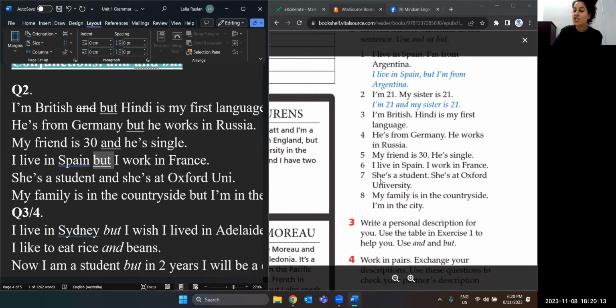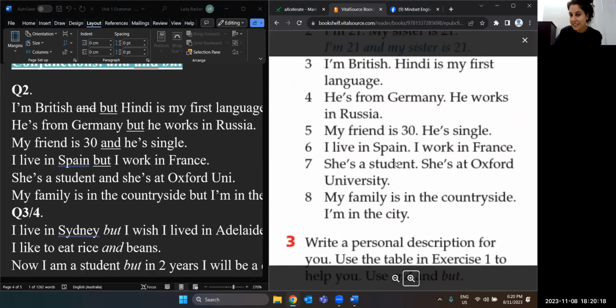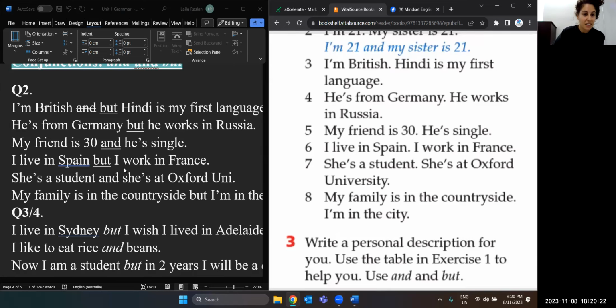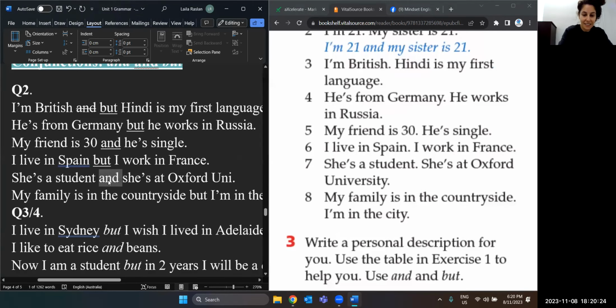Number 7. She's a student. She's from Oxford University. It's connecting. Student and Oxford University are connecting information. So she's a student and she's at Oxford Uni. Yeah, that's where she studies. She's a student and she studies at Oxford.